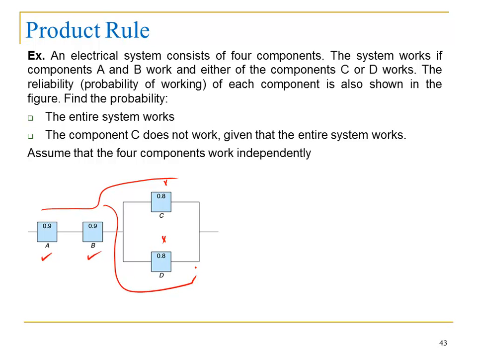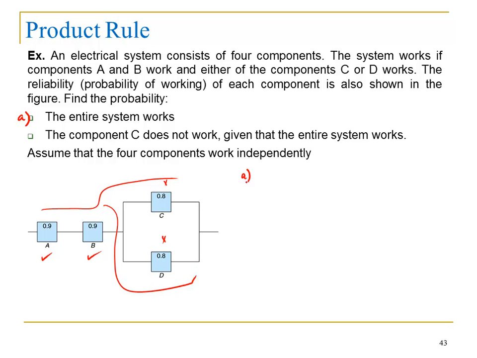So reliability is a concept that you're going to hear a lot, especially if you're in the industrial engineering program. It is the probability of the system working. So the reliability of each component is also shown in the figure. So we have the probability that each component will work: 0.9, 0.9, 0.8, and 0.8. And you want to find the probability that the entire system works. So any ideas for solving this first part?